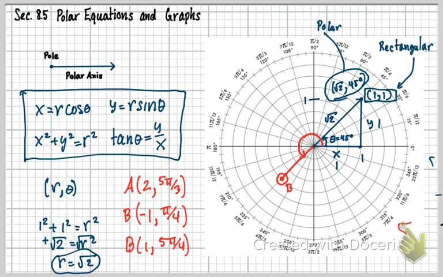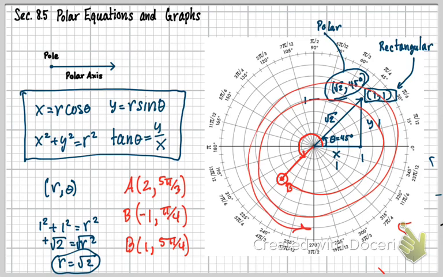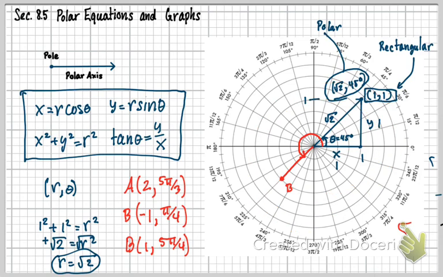So that's what's interesting about this method too. There's many ways I could write the point 1, 5 pi fourths. And the reason why is because I can keep going around in circles if I want to. I could use a much larger angle than that, so that's kind of the idea. So anyways, there it is.